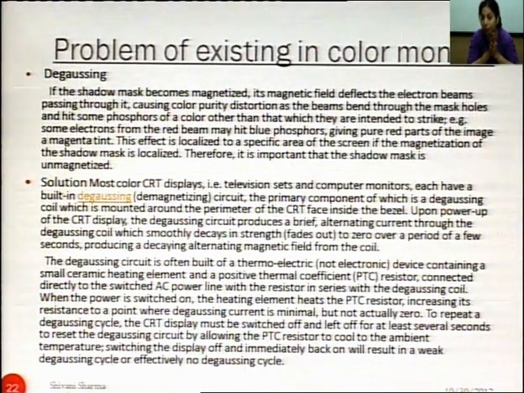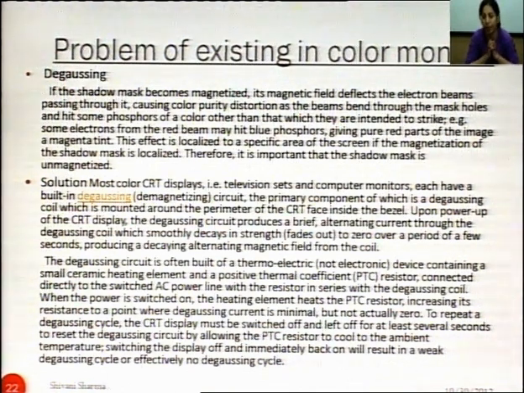So this is the problem which exists in color monitors over time, that is, magnetization of the shadow mask. If your shadow mask is magnetized, you are losing color purity in your monitors. The solution to this problem is that most color CRT displays, that is television sets and computer monitors, each have a built-in degaussing demagnetizing circuit, the primary component of which is a degaussing coil which is mounted around the perimeter of the CRT face inside the bezel.